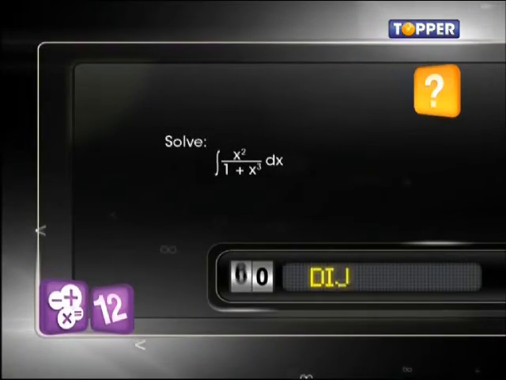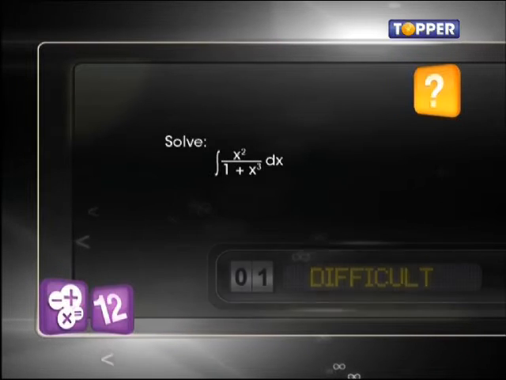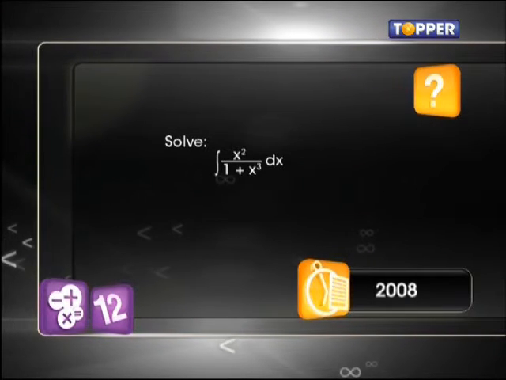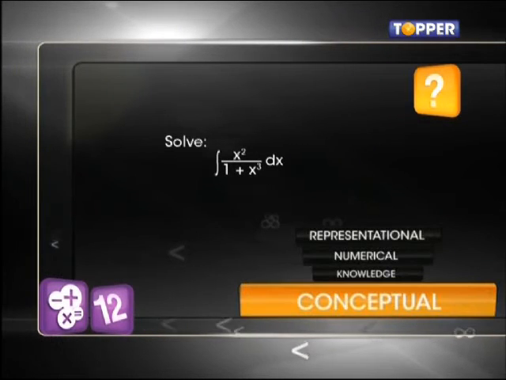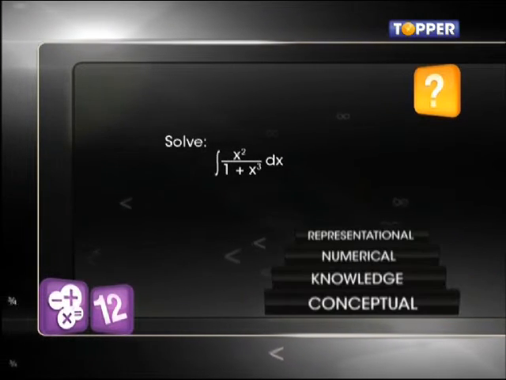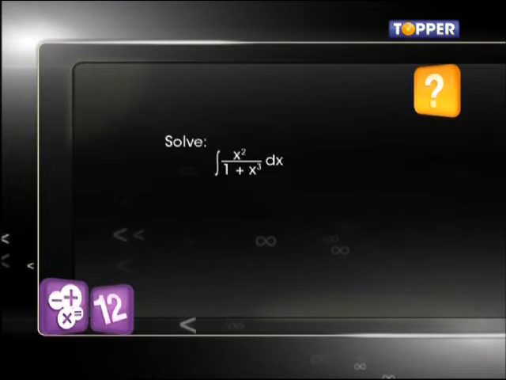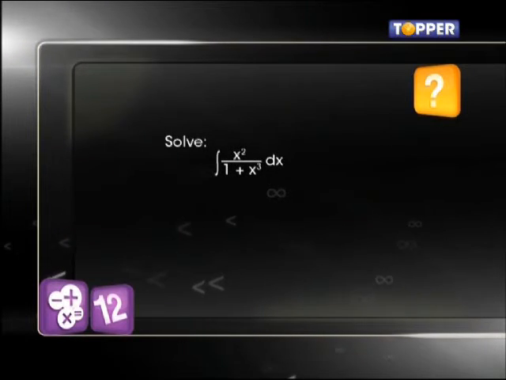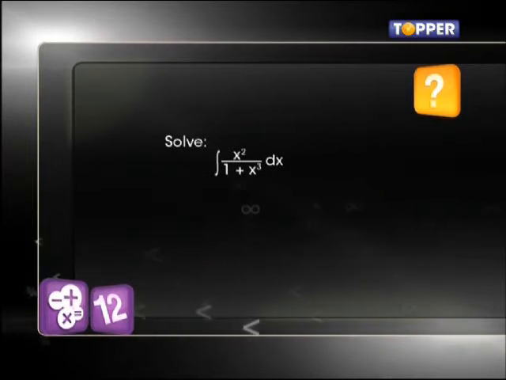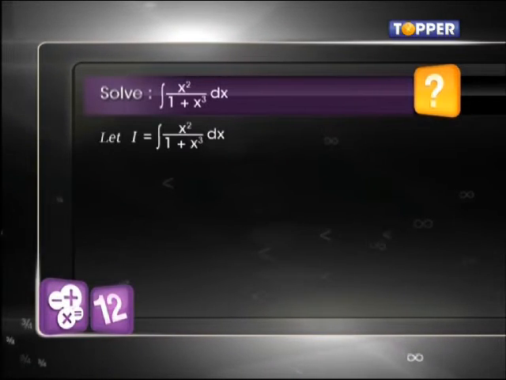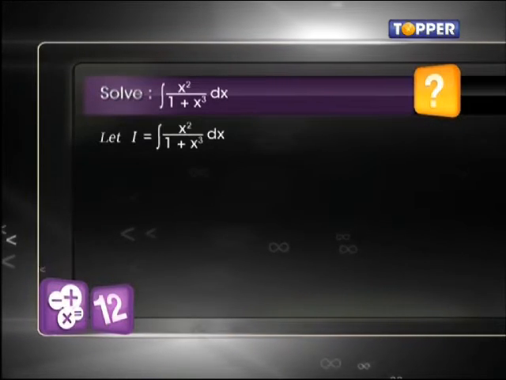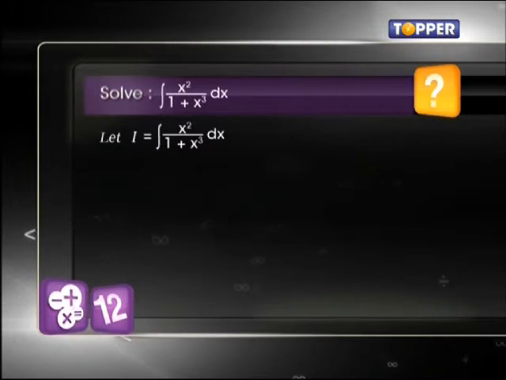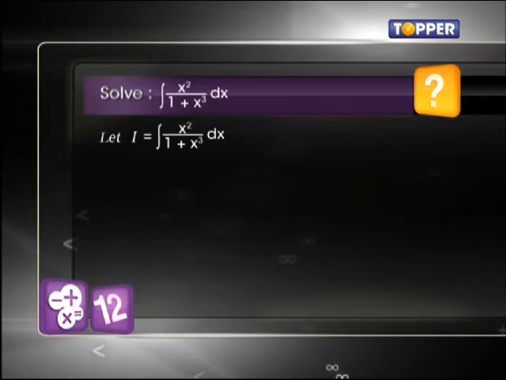This is also a 1-mark question from the 2008 paper and is considered important for the upcoming examination. This conceptual ability question tests substitution as a method of integration. Here we have to solve the integral of the function x square by 1 plus x cube. As mentioned, this problem requires the use of substitution method, and usually we make a substitution for a function whose derivative also occurs in the integrand.